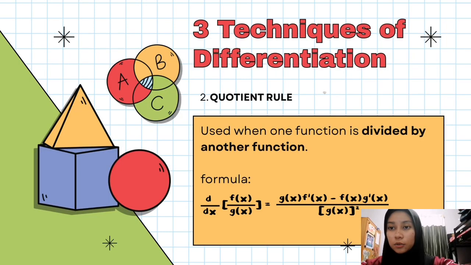The second one is quotient rule. Quotient rule is the technique that we use when one function is divided by another function, like f of x divided by g of x. You can use this formula to get the derivative of the function. The formula that I put on the slide.